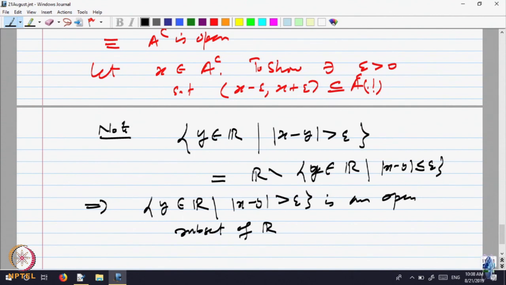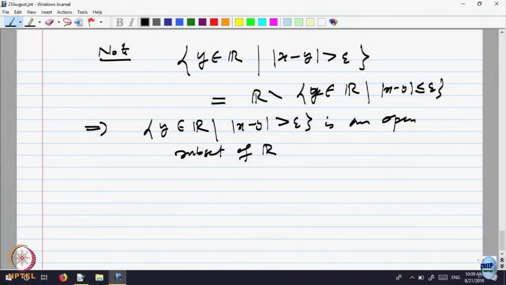You can do it also in Rn. In Rn also, look at all y with the distance between x and y bigger than epsilon; that also is an open subset of Rn, because only the notion of distance is required. Okay. Now, I have already gotten an open set.